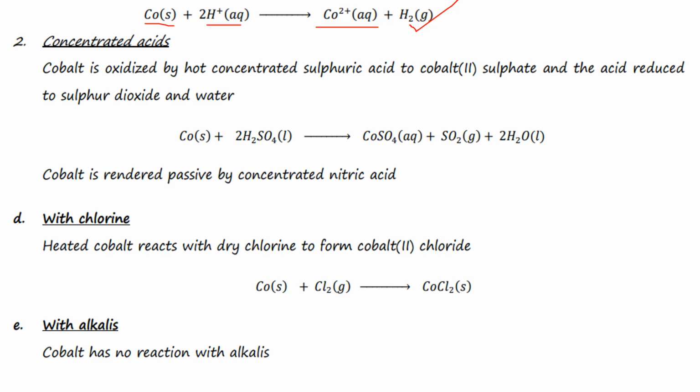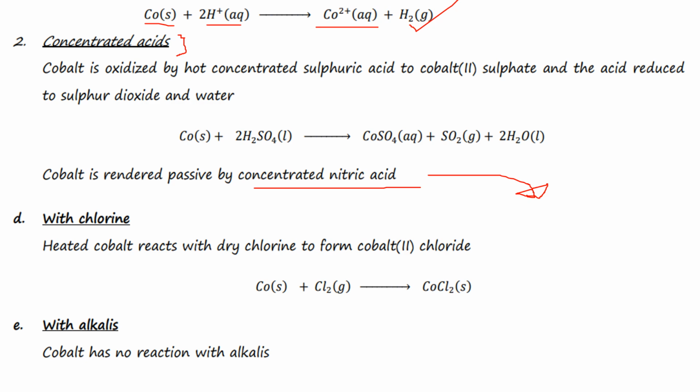So if you go to the other reaction, you're going to look at the reactions with concentrated acids. Now you're going to say that cobalt is oxidized by... now remember I told you, hydrochloric acid, however concentrated or dilute, is not an oxidizing acid. The only oxidizing acids that we have are concentrated sulfuric acid together with concentrated nitric acid. But I told you that the background behind concentrated nitric acid is that most of the transition elements render it passive.